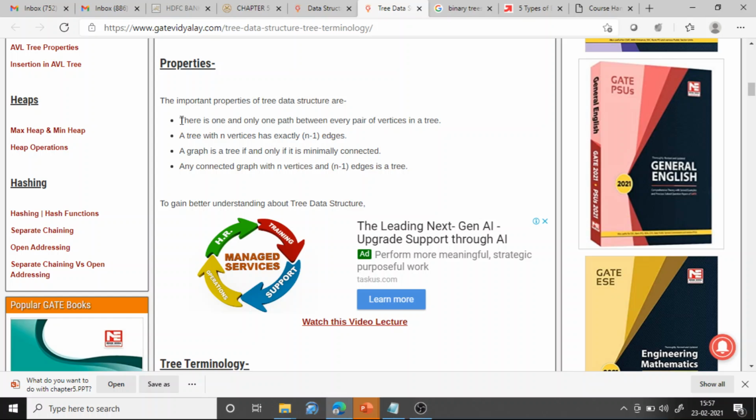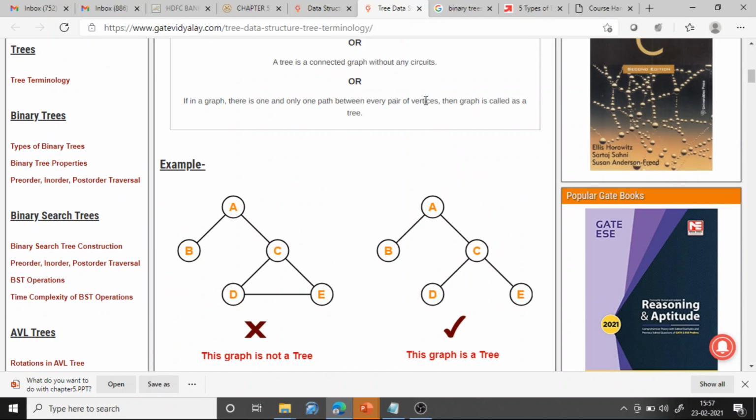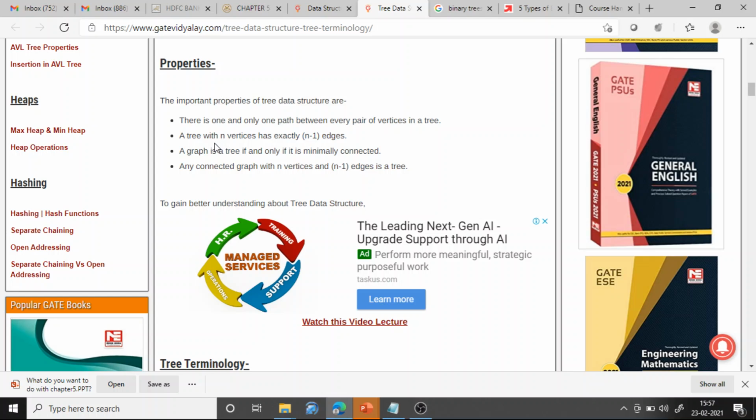So these are some of the properties of a tree. There is one and only one path between every pair of vertices in a tree, which is nothing but the last definition of a tree. A tree with n vertices has exactly n minus 1 edges, which I have already told. A graph is a tree if and only if it is minimally connected. Minimally connected means it does not have any cycle and all nodes are connected. Any connected graph with n vertices and n minus 1 edges is a tree. This property is similar to the second property.